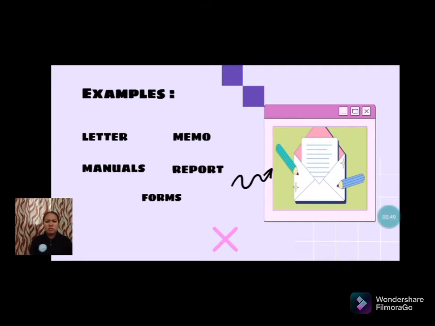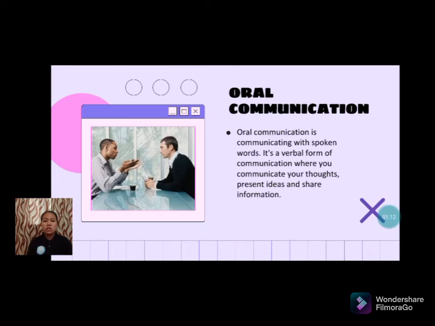I think email is probably the most common form of written communication in organizations today. Memo also is still very common up until now. And other common forms of communication are reports, manuals, and forms. So next is oral communication. Oral communication is communicating with spoken words. It is a verbal form of communication where you communicate your thoughts, present ideas, and share information.